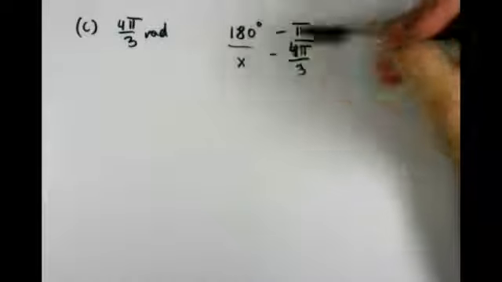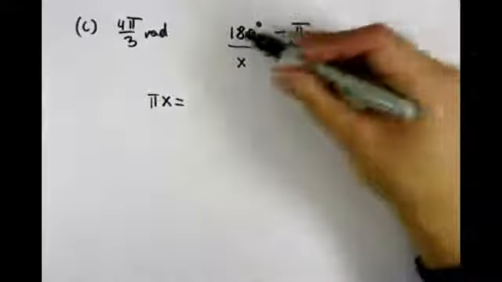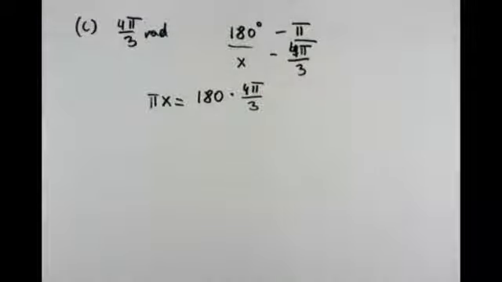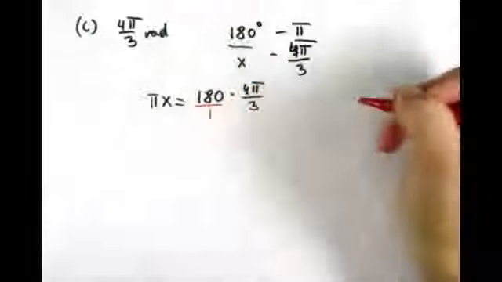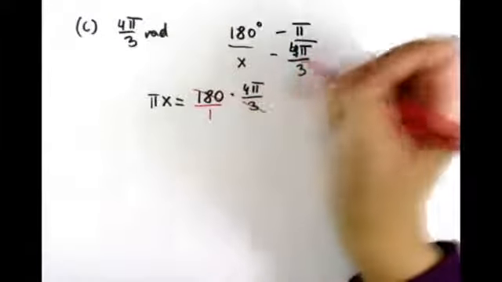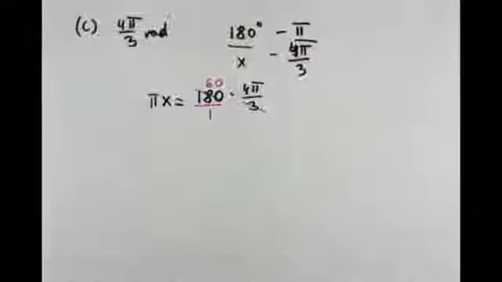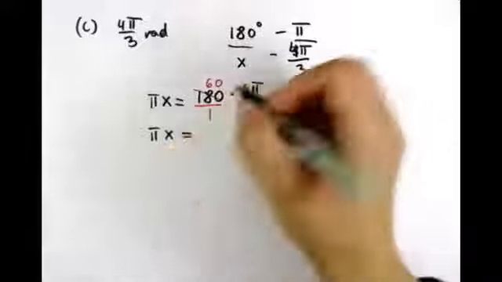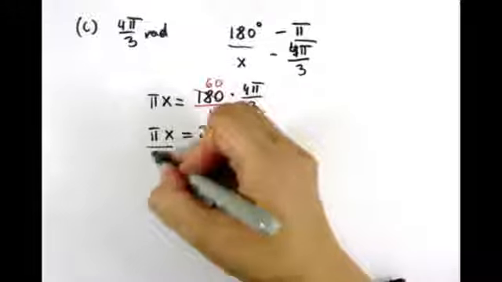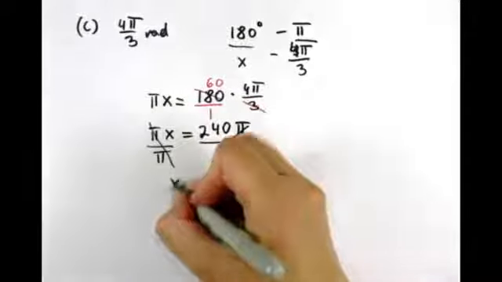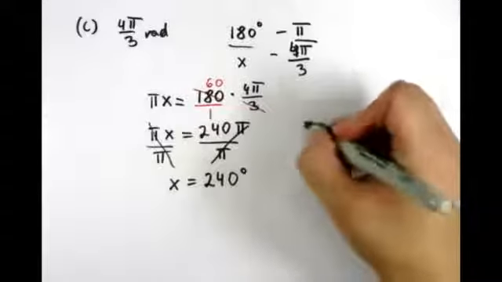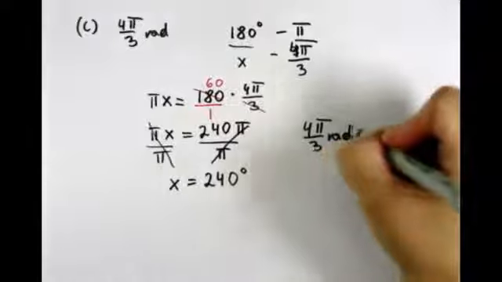Okay, so now we multiply: x times pi is pi x, which is equal to 180 times 4 pi over 3. Now 180 is like 180 over 1. So I can reduce 180 and 3: 180 divided by 3 gives me 60. So pi x is equal to 60 times 4, which is 240, and pi. Now we can divide by pi. This cancels out, so my x is 240 degrees. What was my x? It is 4 pi over 3. So 4 pi over 3 radians is 240 degrees.